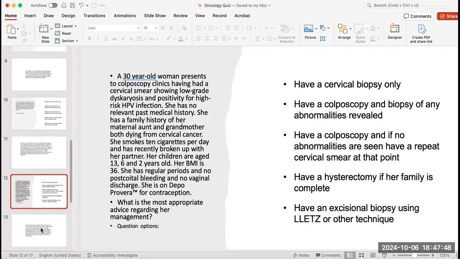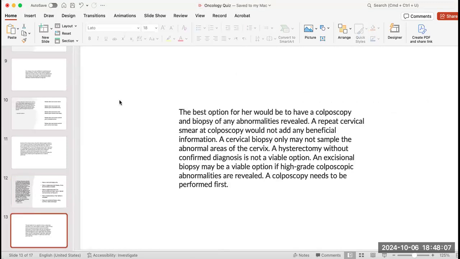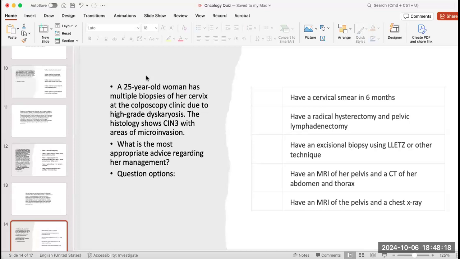Okay. So obviously this question was written as the patient had a cervical smear and she had HPV positive and low grade dyskaryosis. Even if it is written in the old style, however, the management is the same. So we don't mind the management, okay? So the best option for her would be to have a colposcopy and biopsy for any abnormality revealed, correct? That's easy. Thank you very much.